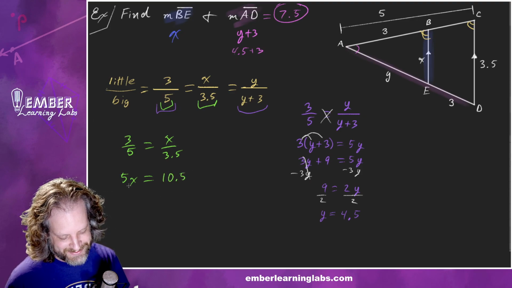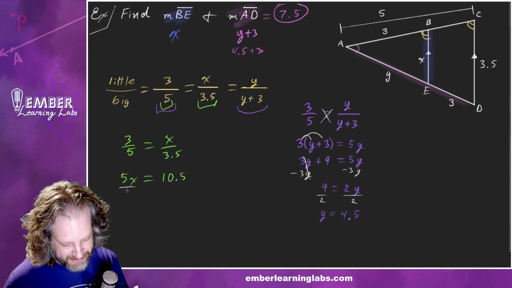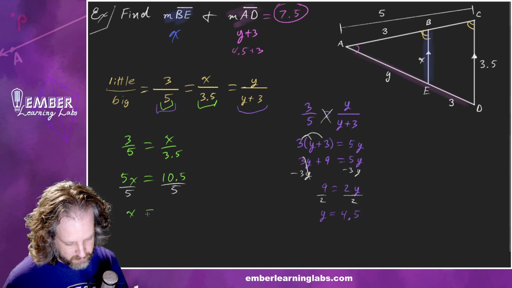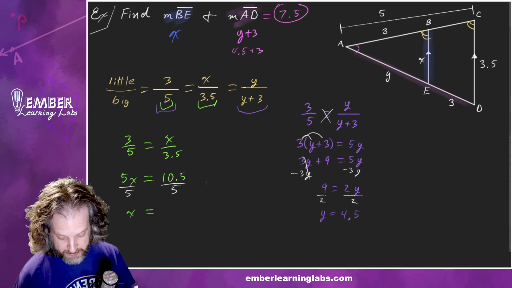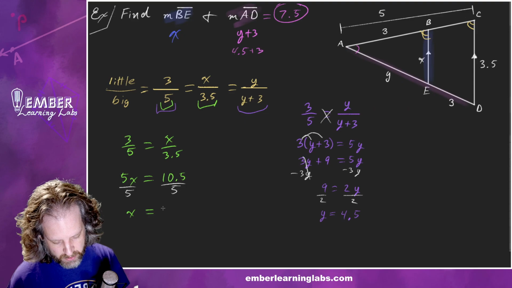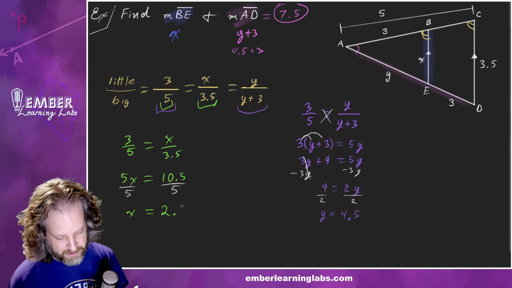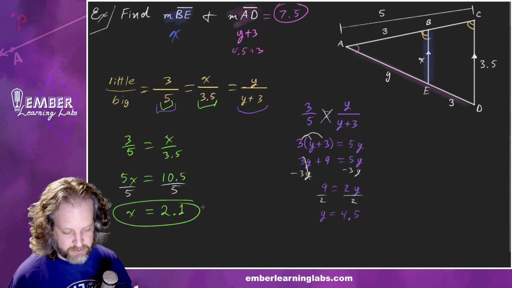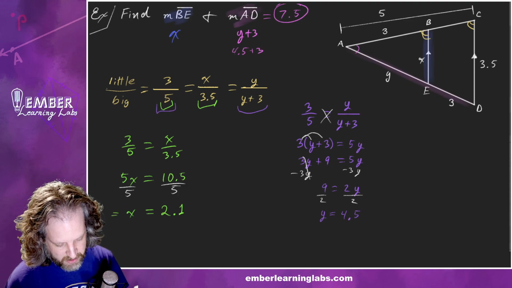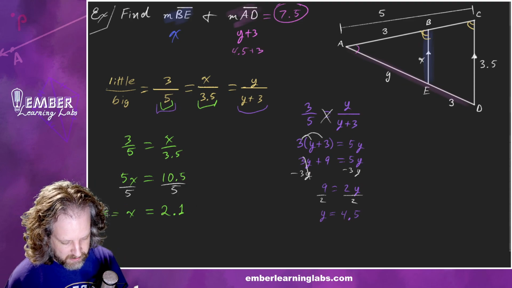10.5. So we're going to divide by 5 on both sides. X equals 10.5 divided by 5 equals 2.1, which we probably could have gotten in our heads, but you know, a little sanity check never hurt anybody. That equals 2.1, which means that the measure of BE, because it equals X, is also 2.1.